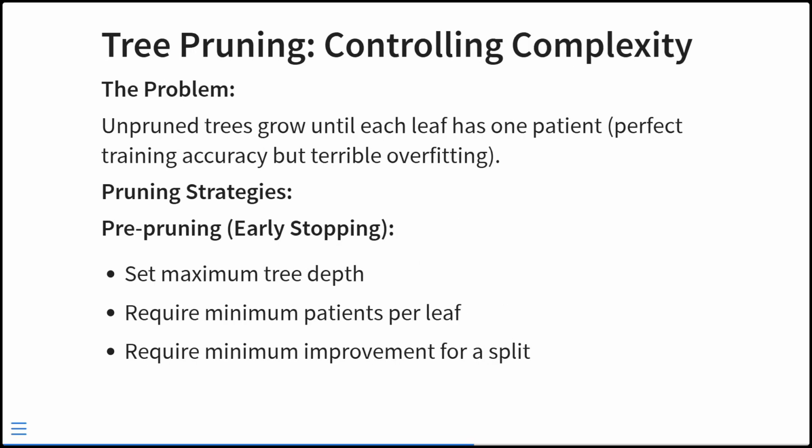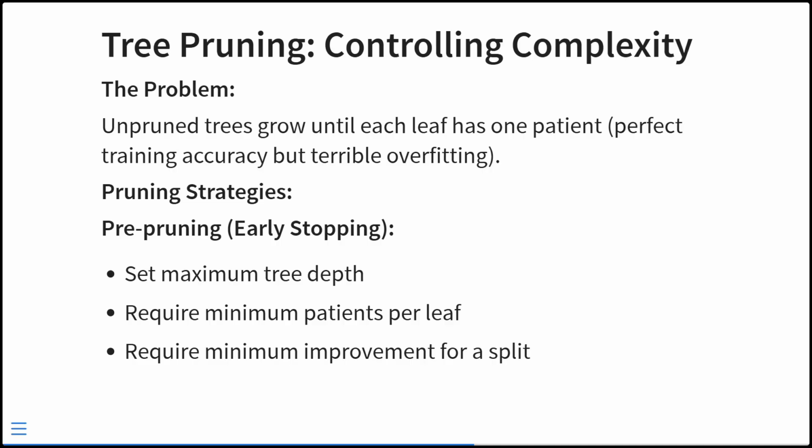So tree pruning. We have what we call tree pruning. Whereby if we don't prune a tree, then these trees can grow until each leaf has just one patient remaining, which is a perfect training accuracy but terrible overfitting, because it's not necessarily that we have something like that inside our testing data. So we have to stop our decision tree early. First of all, we need to set the maximum tree depth, the required minimum number of patients per leaf, and also the required minimum improvement for a split.